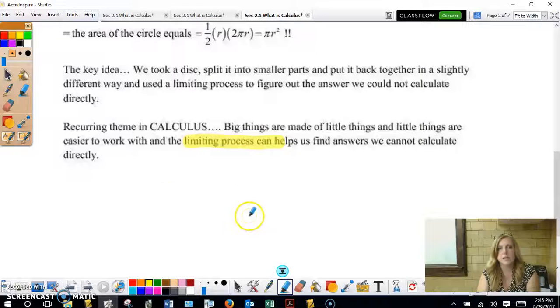All right, that'll stop our intro to calculus. This is part 2, showing you the example of calculus, the limiting process, and how that works.